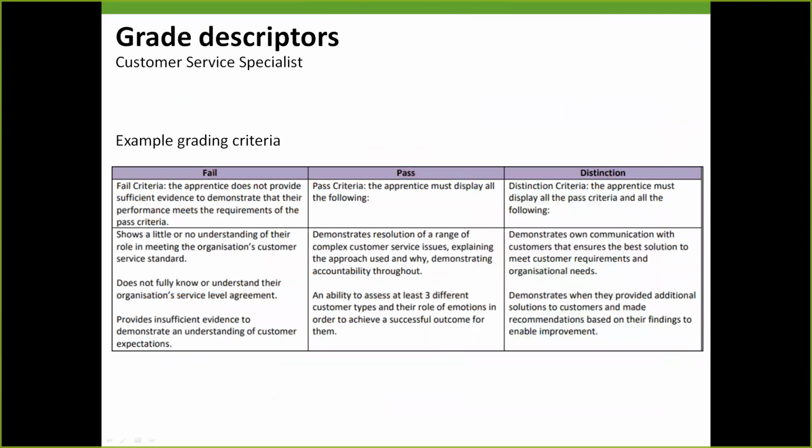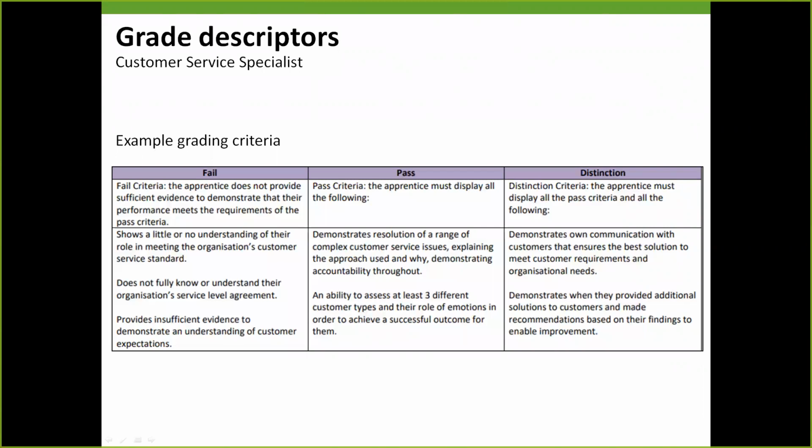So what you can see on screen now is an example from the practical observation session. You can see the criteria for a fail shows little or no understanding of their role in meetings and organisations' customer service, right through to distinction: demonstrate known communication with customers, ensuring the best solution to meet customers' requirements and needs. So these documents will be very much the go-to documents for your endpoint assessors. So, a suggestion during delivery: you may want to look at those as a key crucial element of the prep work.